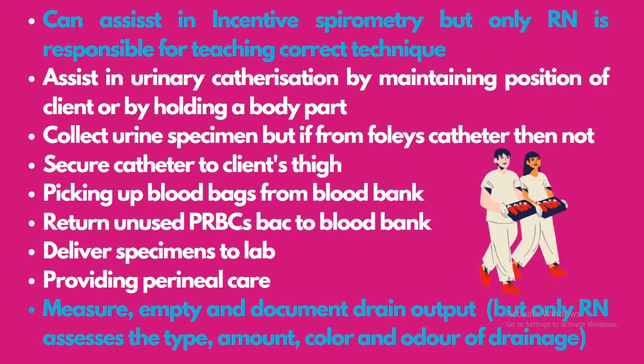So the UAPs can help the RPN or the RN by maintaining the client's position. Suppose you are doing the urinary catheterization of a female client, then the UAP can hold the client's leg so that you have proper visualization. The UAP can collect the urine specimen but not from the Foley catheter. Then securing the catheter to the client's thigh. This can be done by the UAP because it is just securing the catheter.